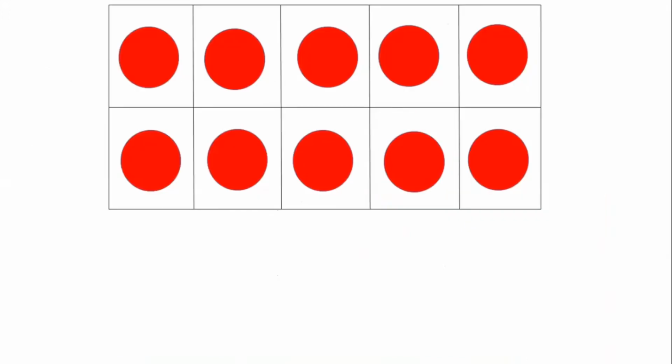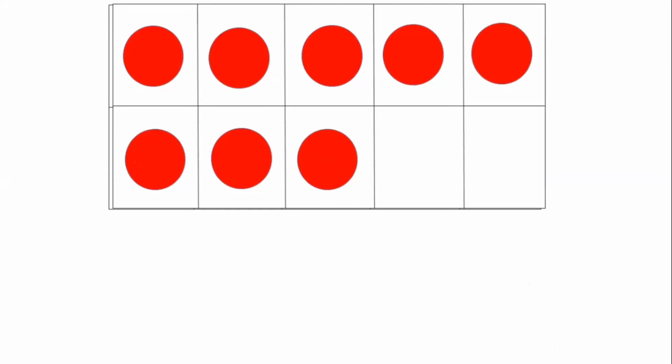Now, let's start with a little practice with numbers from 1 to 10. I'm going to show you a 10 frame. You tell me how many counters I have on it. Well, go ahead. How many counters do you see? 10. Good. How about now? 8. Excellent.